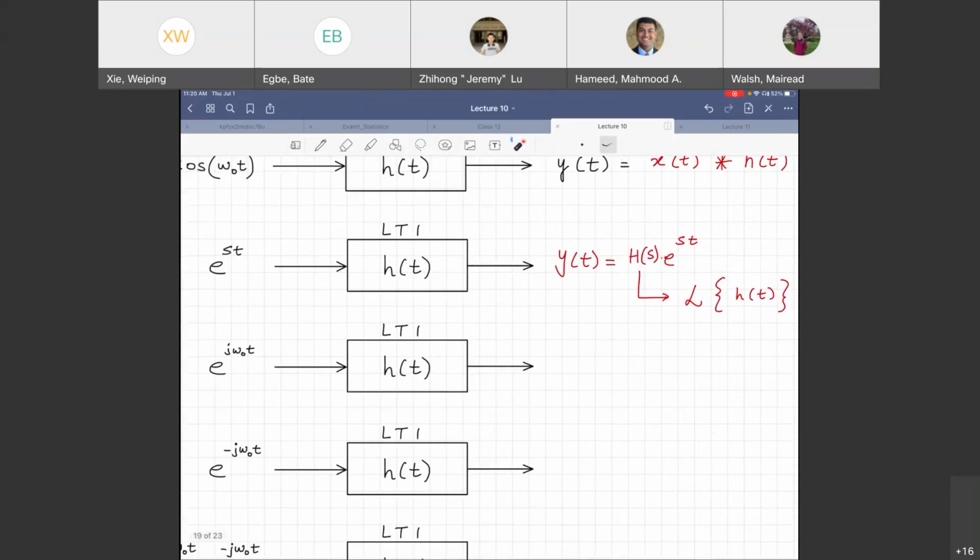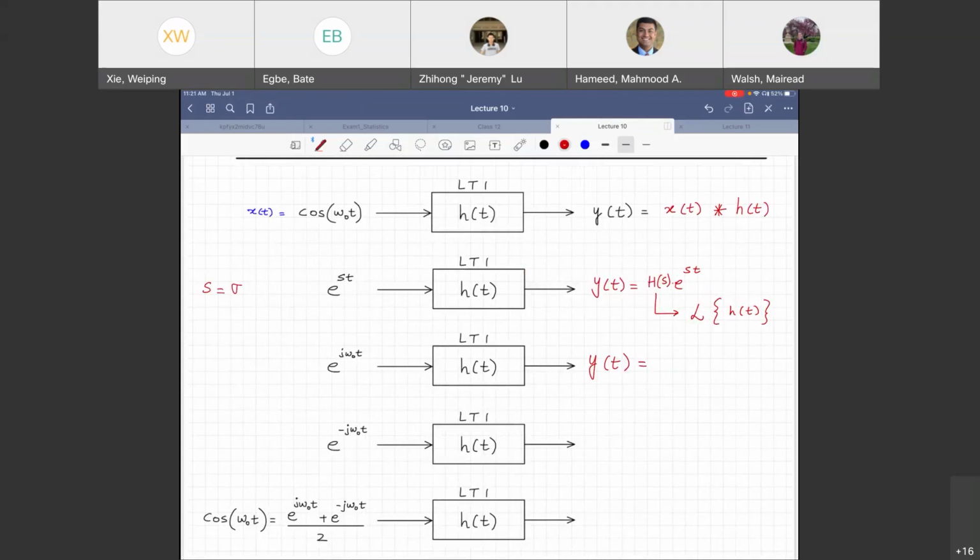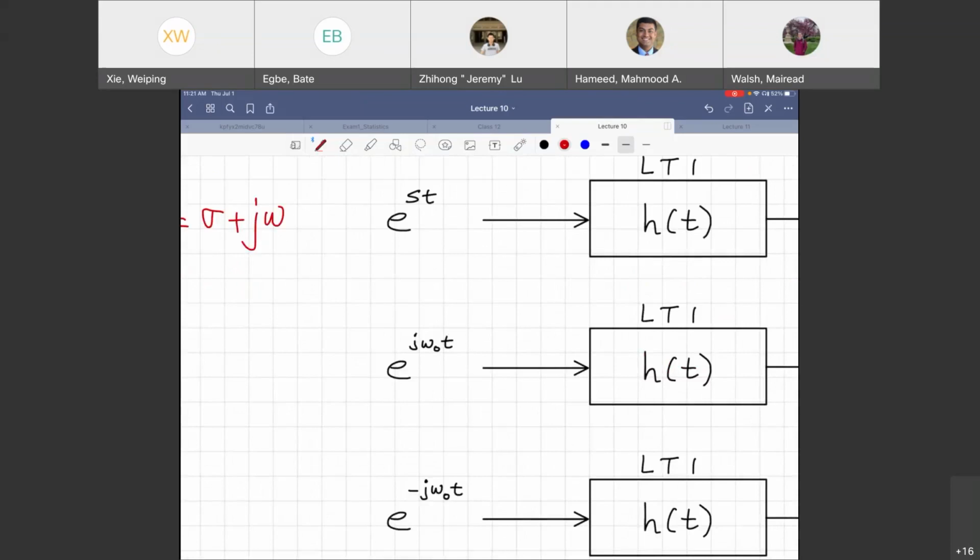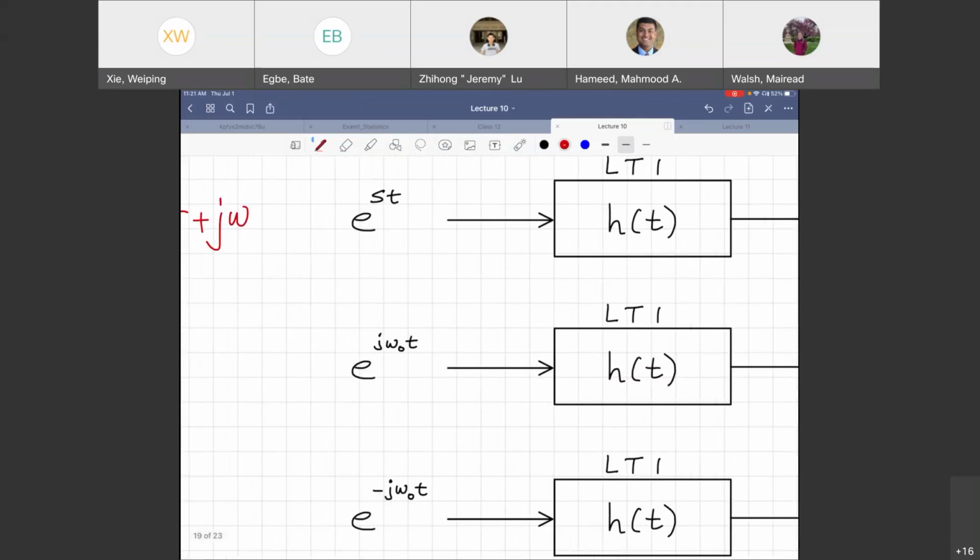E to the plus j omega naught t. What is the output? We derived the general case, so this should be even easier. We did e to the st, so what is s? S is sigma plus j omega, right? So it has both the real part. It's a complex entity. It's not just purely imaginary. So in the next one, we have s as simply imaginary, j omega. There's no real part. So what would be the output?